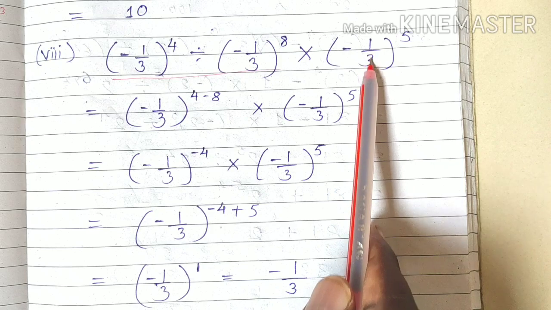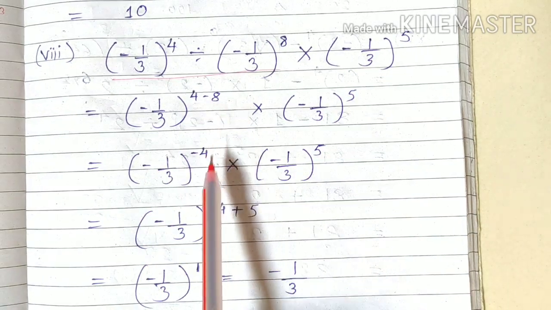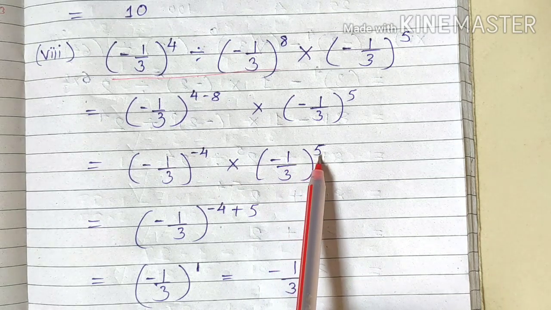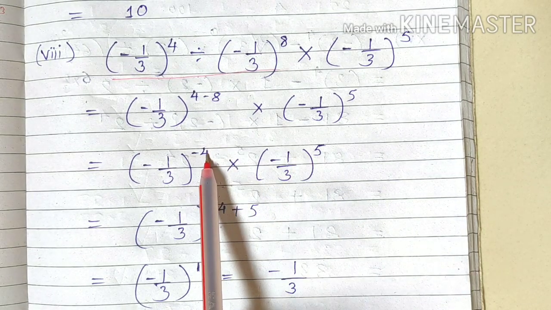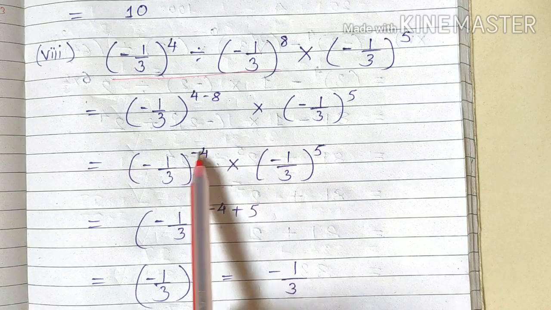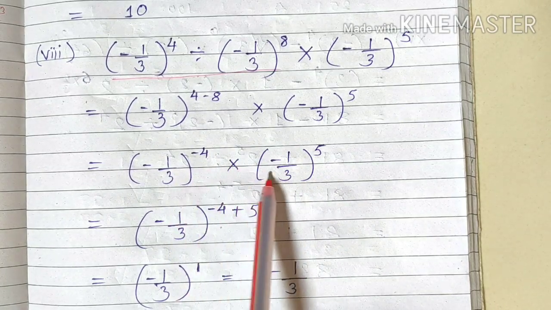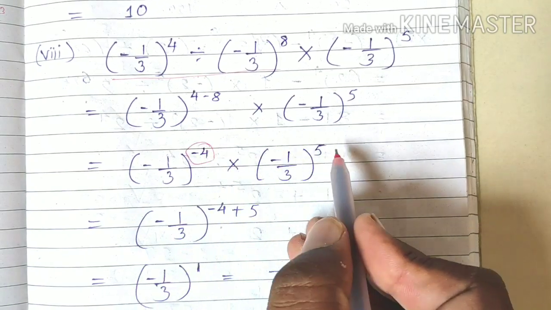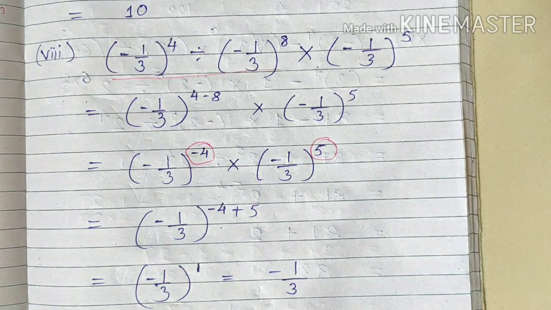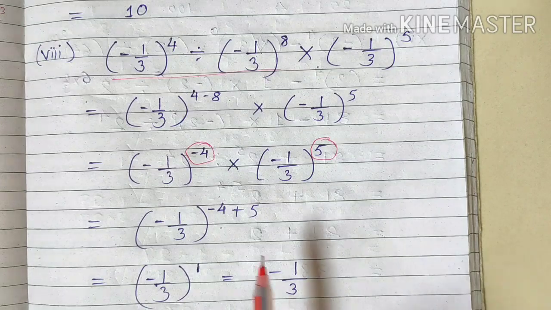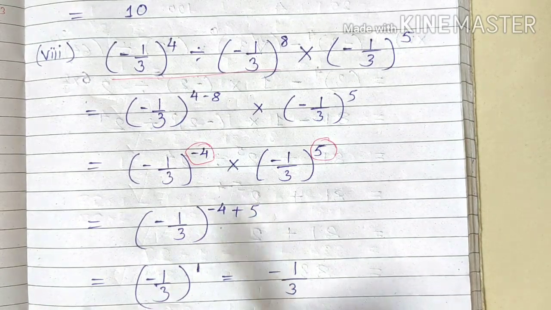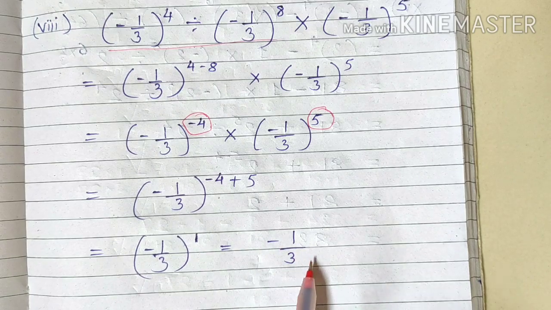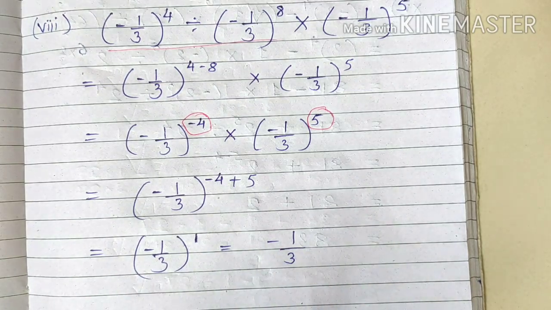Multiplied by the same number as it is. So 4 minus 8 gives us minus 4, multiplied by 1 minus 1 by 3 raised to 5. So minus plus means again the bases are equal. By using the product law we can make the addition of their powers: minus 4 and plus 5. Addition of the powers, so minus plus will be minus and sign of the greater number. So the final answer is minus 1 upon 3.